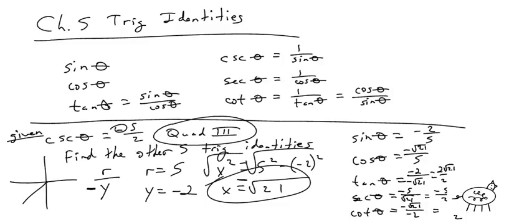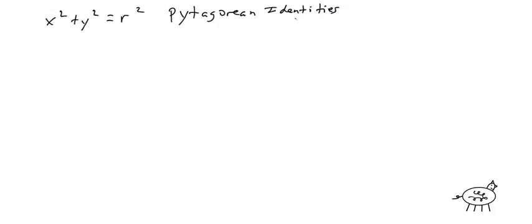All right, so let's move on here. If we draw our unit circle, we have x squared plus y squared equals r squared. These are called Pythagorean identities, and they're all based on the Pythagorean theorem: x squared plus y squared equals r squared.